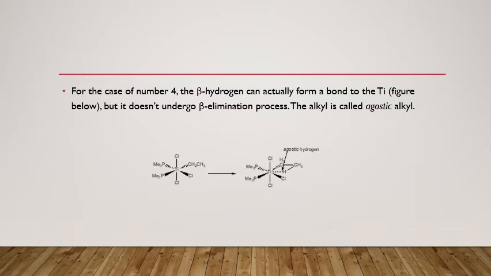And this is what happens to the Ti with a d0. The beta hydrogen can actually form a bond to the Ti, but it doesn't undergo the beta elimination process. The alkyl is called an agostic alkyl. This is the agostic alkyl here.